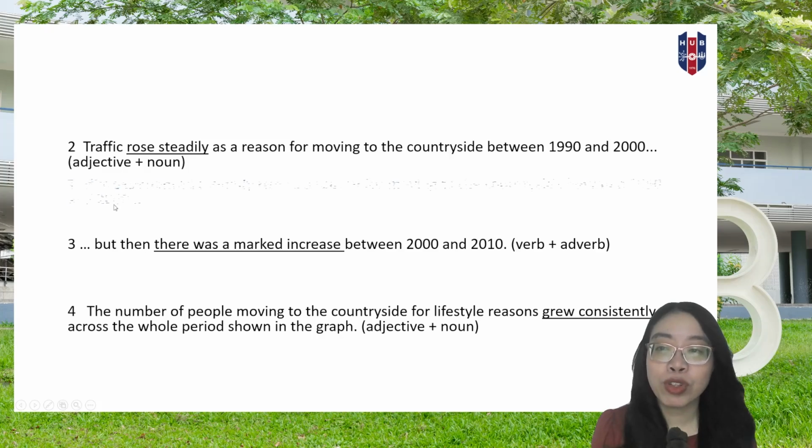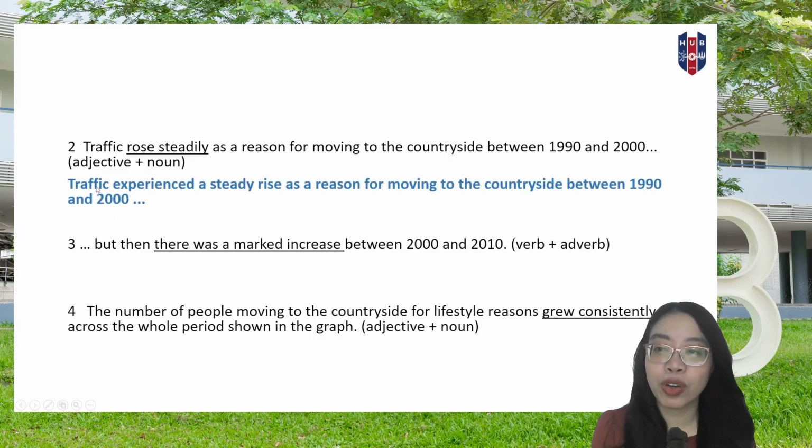So for number 2, you can change the structure into traffic experienced. We use the experience structure, right? Steady, right? So steadily, the adverb, becomes the adjective here, steady, and then you add a, and here rose becomes rise. You turn from a verb into a noun, right? So a, adjective, noun. As for reasons for moving, this is the same.